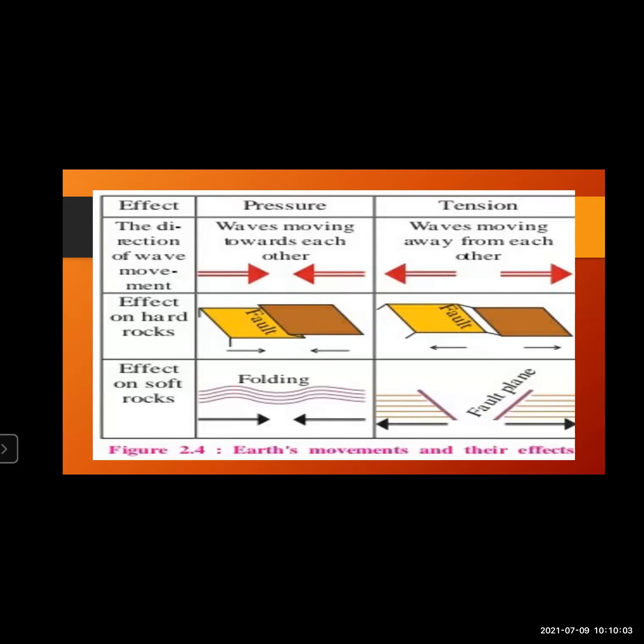Now, the effect on the soft rocks. What is the effect on the soft rock because of compression and because of tension? The effect on the soft rock is folding. The layers are coming together, the waves are coming together, and it creates folds, so fold mountains are created. And in tension, the layers go apart from each other, then valleys, fault plains and block mountains are created. So this was a beautiful table from which we can learn the process.